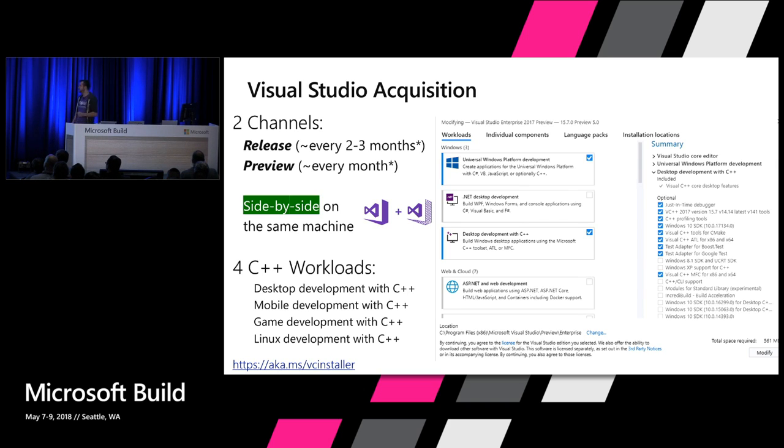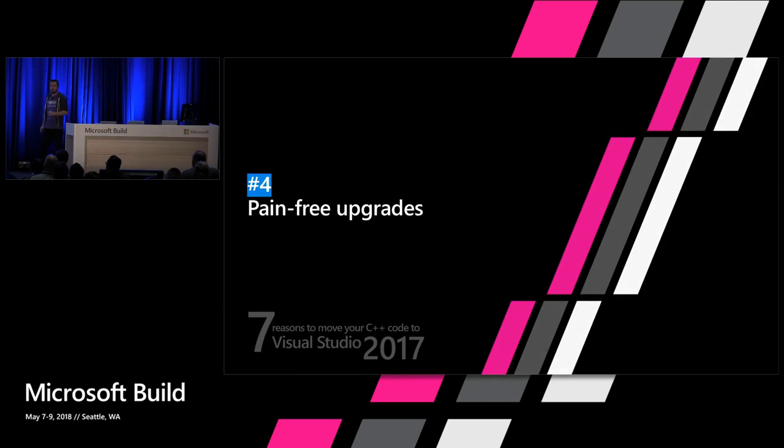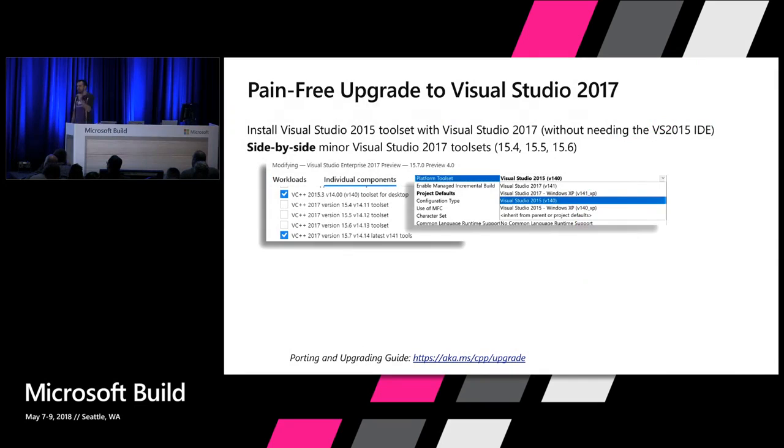And now, the 4th reason to use Visual Studio is pain-free upgrades. We definitely want to make sure that if you're coming from 2015, there's a very easy migration to 2017. So if for whatever reason you still need to use the 2015 MSVC toolset to compile your binaries, you can do that by installing 2017 and adding your 2015 toolset that is pre-packaged inside the installation.